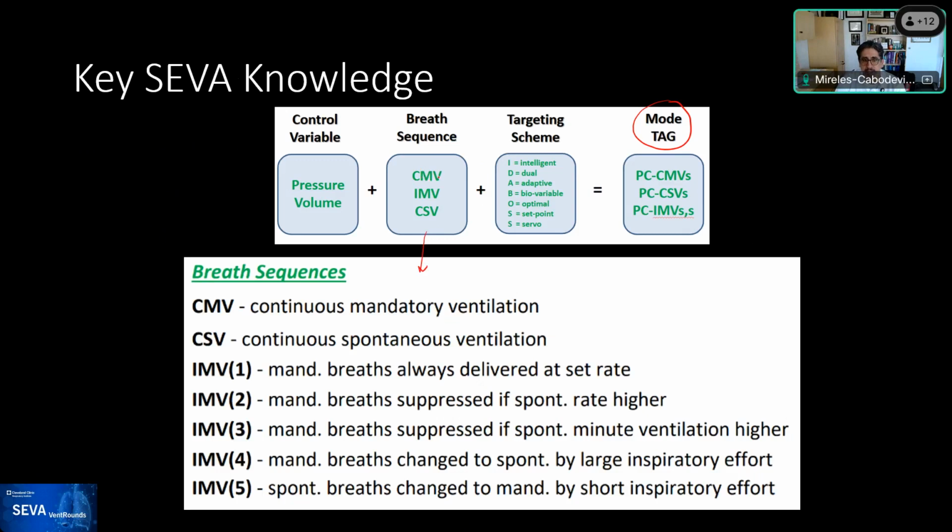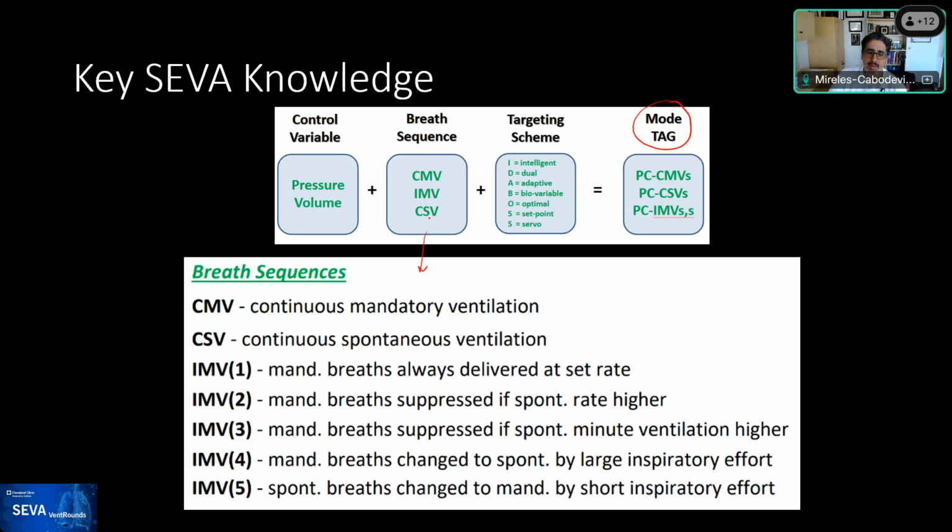So if we think about CMV, that means that all breaths are mandatory. And a mandatory breath means that it starts and ends by the ventilator. So the patient loses control over either the trigger or the cycle or the size of the breath.